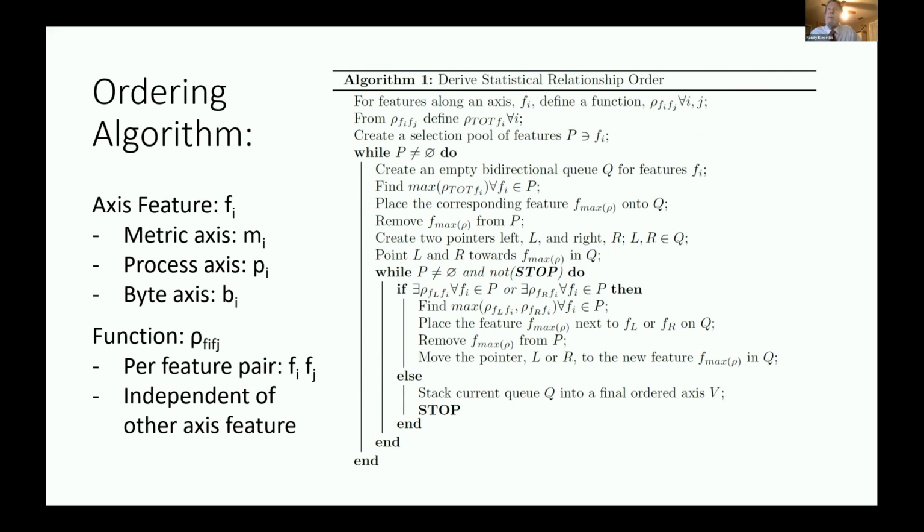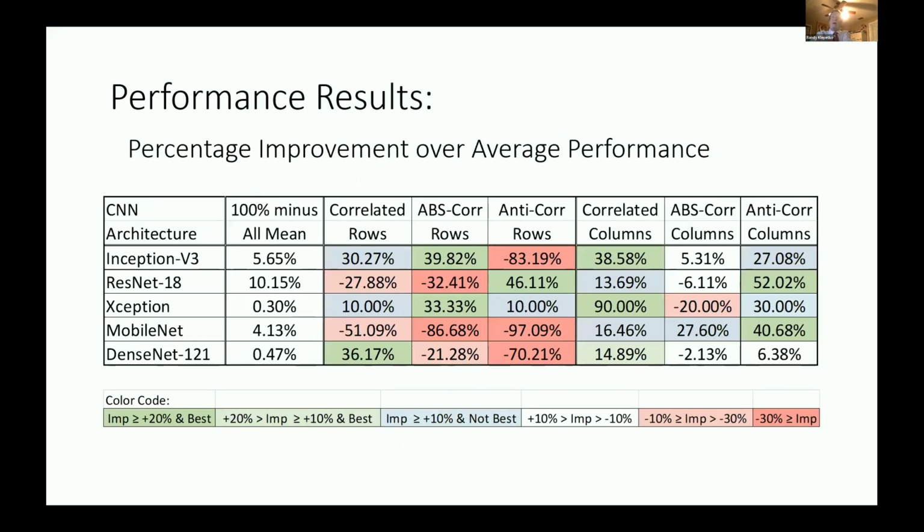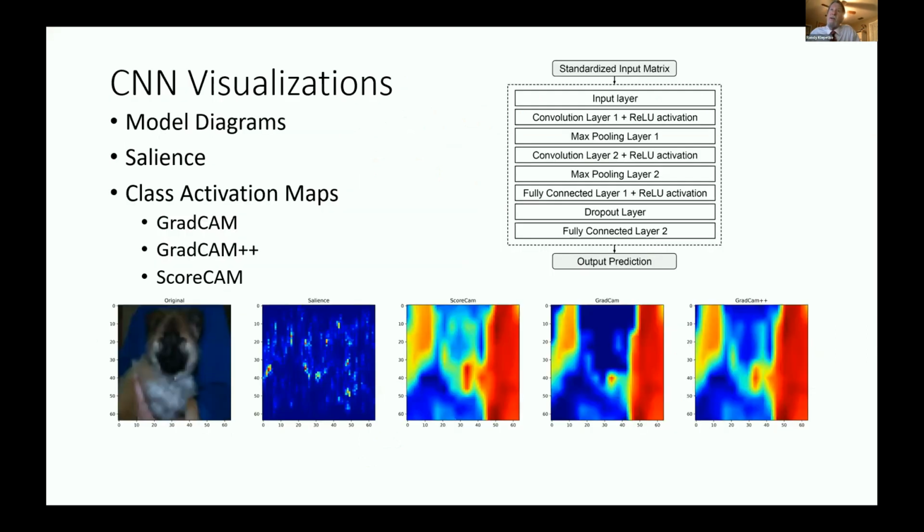But that all depended on the models. We used different correlation schemes, and we show that some models really appreciated correlation, whereas other models didn't. And we were wondering why. So we looked at different visualization tools to see if we could identify what these convolutional neural networks are doing when they're identifying, and why one order works versus another. And here we are.